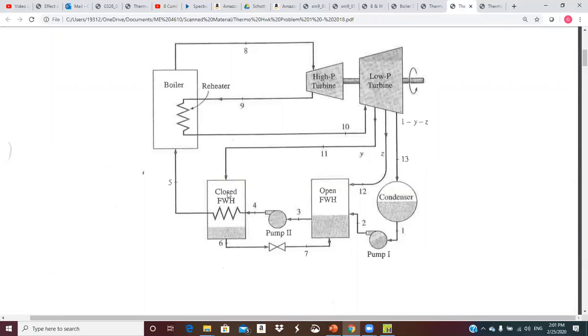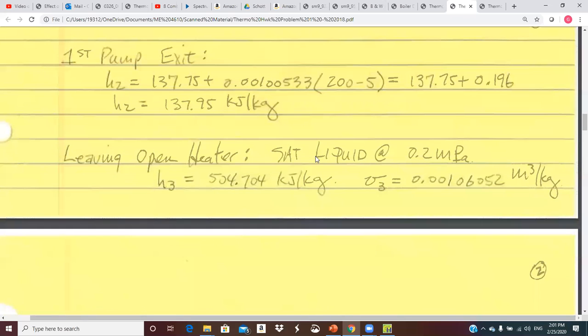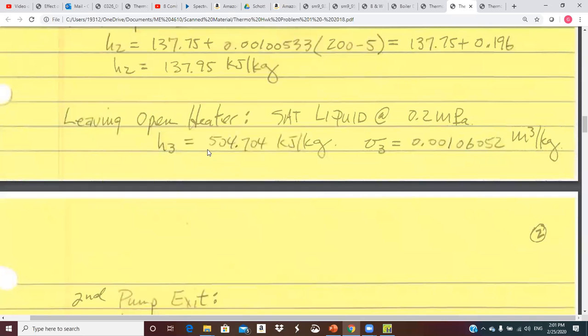On this closed feed water heater, the pressure on the shell side, on the outside of the tubes, would be the extraction pressure at 11. And it's common to assume that 6 is saturated liquid at whatever pressure this extraction occurs at. So that's pretty common stuff. Leaving the open heater, saturated liquid at 0.2. That's pretty simple just to look up.